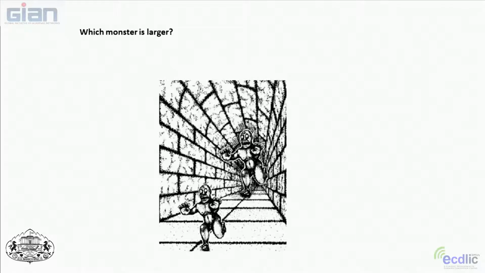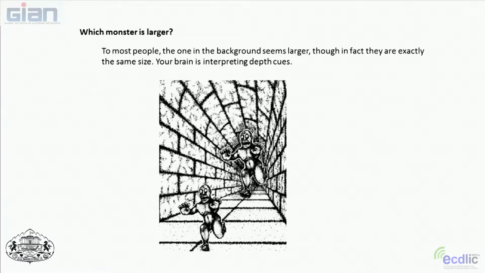So in this picture, which monster is larger? Is it the one in the front or the one in the back? Or are they the same size? Well, I think the one in the back certainly looks bigger, but in fact, they're actually the same size. So our brain is interpreting these depth cues of the tunnel here to make it appear that the image in the back is larger when in fact it's not.